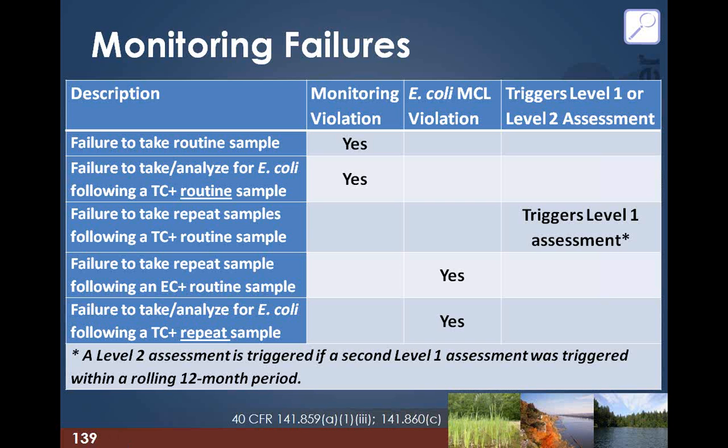So this tries to be the catch-all on the violations and the triggers, but you've seen a different version of this when Rudd presented his. Basically, your monitoring failures would be the first two, and you would get a monitoring violation. Then your E. coli MCL violations would be the last two. But failure to take a repeat sample following a TC positive routine sample is not a violation. It triggers a Level 1 assessment. Then non-performance of that Level 1 assessment can then trigger a treatment technique violation. So you'll see more about this in a bit.